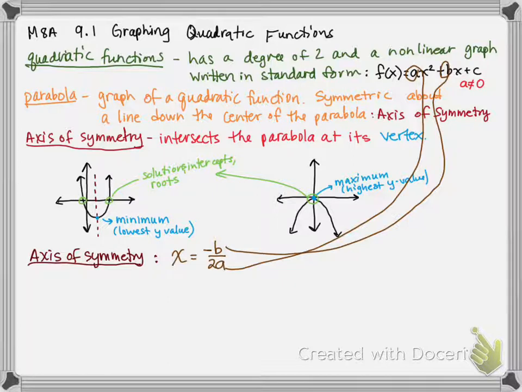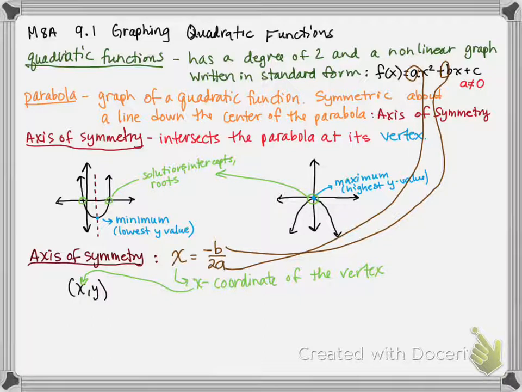Now, the other amazing thing about the axis of symmetry, this is the x-coordinate of the vertex. Awesome, right? Now, the vertex is going to look like a normal pair of coordinates. And we have the axis of symmetry is going to be this part.